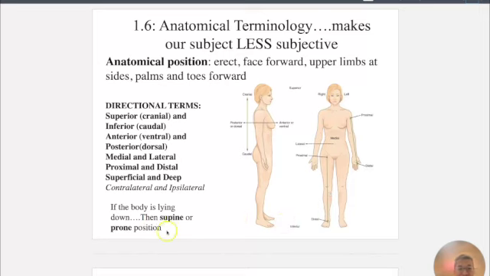If the body is lying down, like you're sleeping facing up, it's called supine. If you're facing downward, it's called prone.